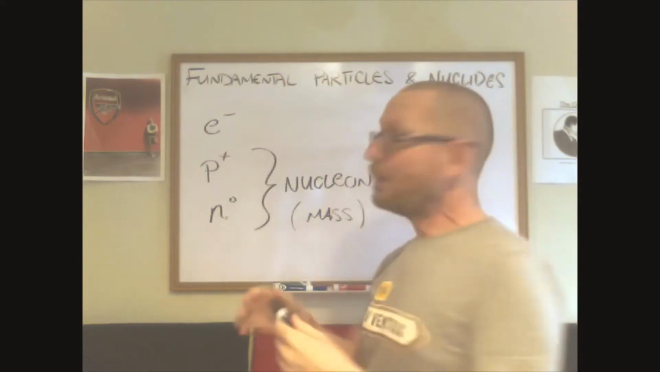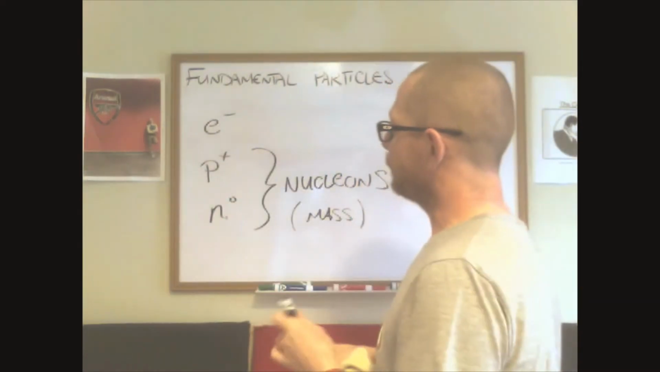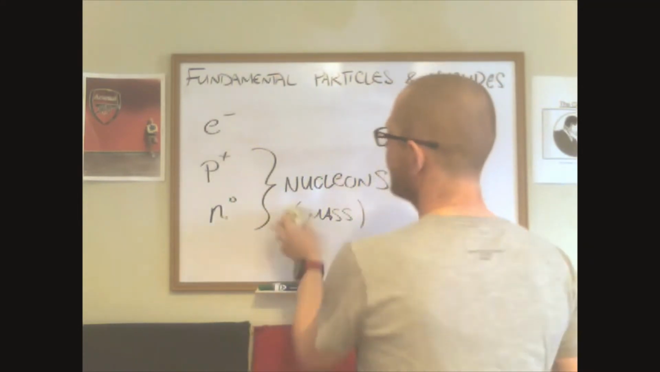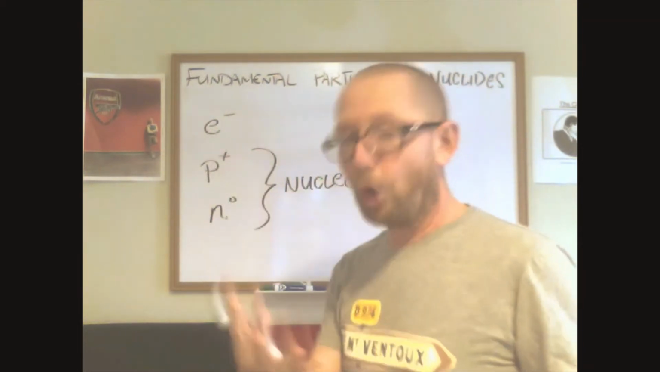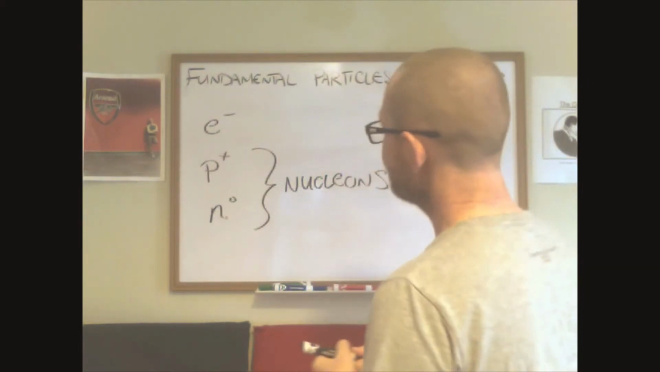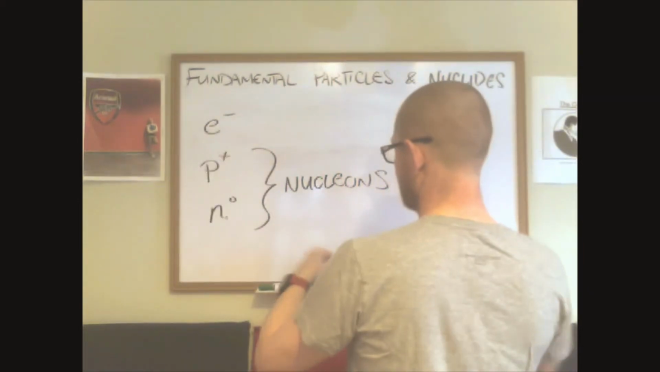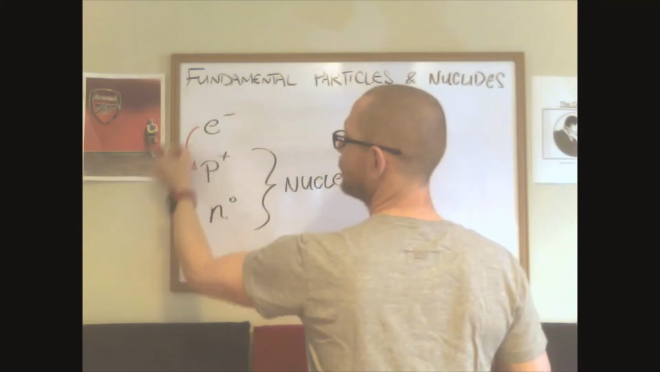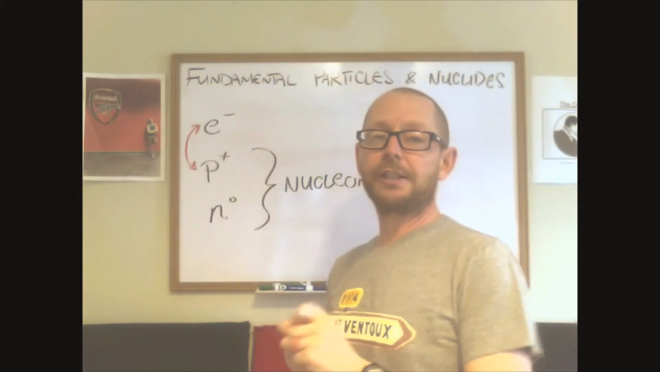Now, when we build up atoms from these building blocks, let's start off with the simplest one of all, hydrogen. When we talk about atoms, we're going to need at least one nucleon and one non-nucleon, or one electron. And we need something neutral. So our only way of building an atom is to have an equal number of electrons and protons, and that's exactly what hydrogen is.